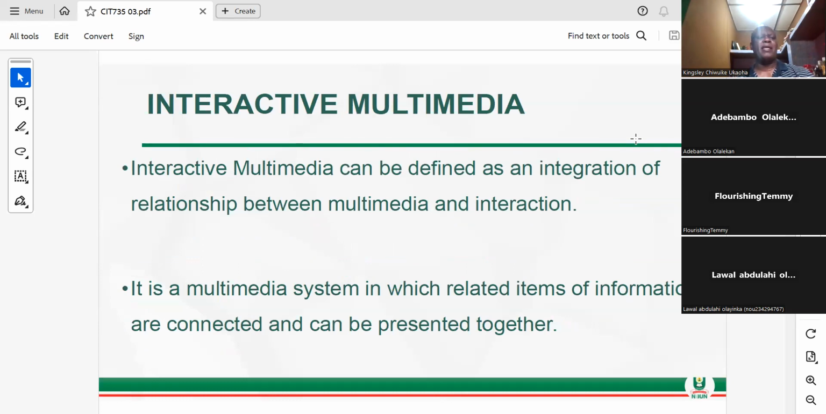So what do we mean by interactive multimedia? It is an integration of relationship between multimedia and interaction. It is a multimedia system in which related items of information are connected and can be presented together. A multiple media system in which items of information that you are going to present are related, they are connected, and then they can be brought out together, as the case may be.